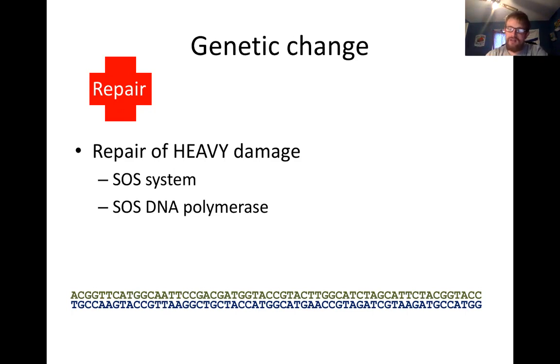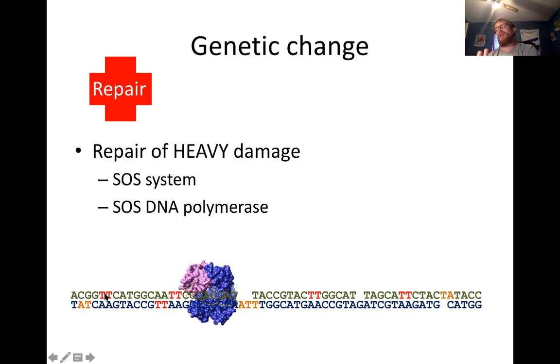So SOS repair is induced in prokaryotic cells when there's severe damage. So you have nucleotide additions, deletions, perhaps frame shifts, you can see here mismatch, you have thymine dimers. It is just a mess. There is severe damage. So presumably there's been some type of crazy environmental stress that's induced these changes.